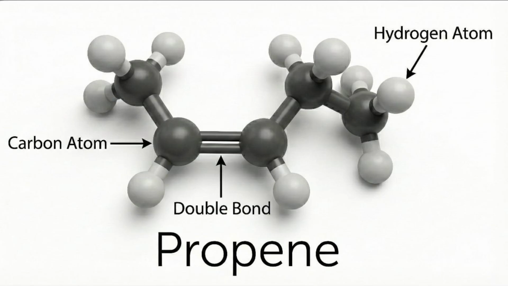So let's look at one. This is propene. The name tells you what you need to know. Prop means it's a 3-carbon chain, and that ene ending screams, hey, there's a double bond in here. And remember how that double bond is rigid? Look what it does to the shape of the molecule. It forces all those atoms around it to lie flat in a single plane.